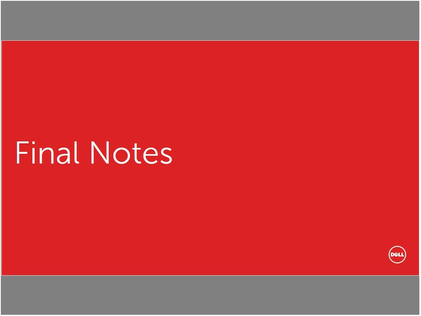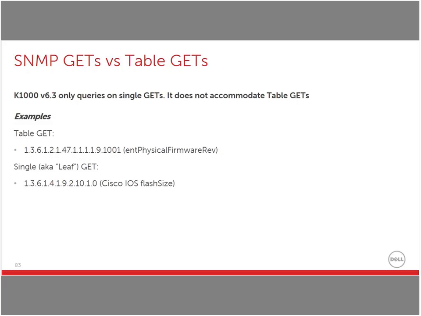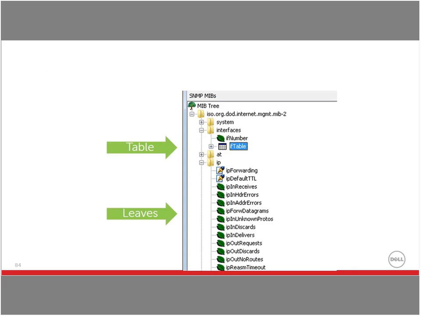Final notes here. This is an important part. Actually, let's go ahead and do the final notes real quick. I want to talk to you about SNMP gets versus SNMP table gets. Real important to point out, and this is a note of caution: the K1000 version 6.3 does not do table gets, only single, what they call leaf gets. We'll show you that in a second, what it really means, but it's important to keep that in mind.